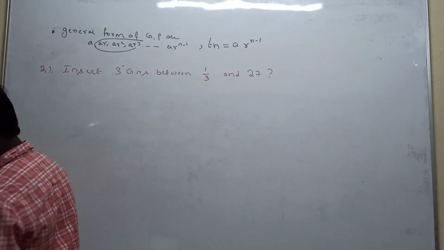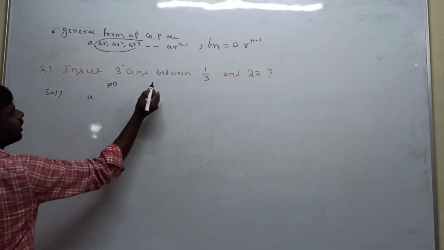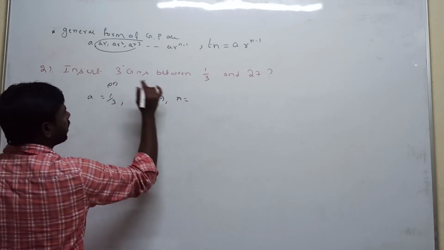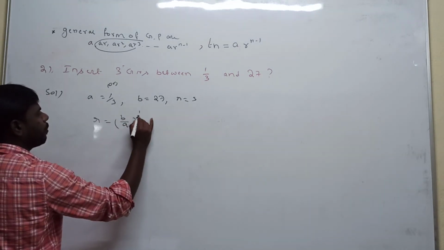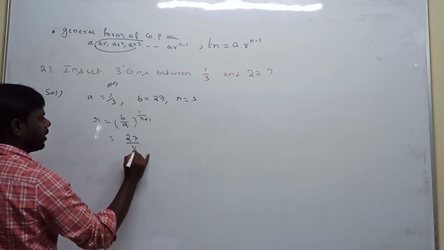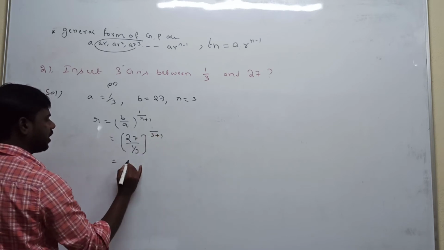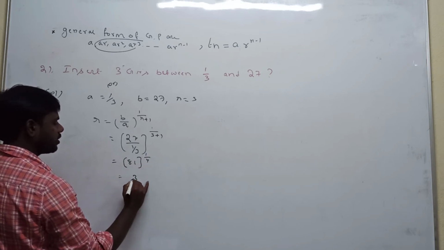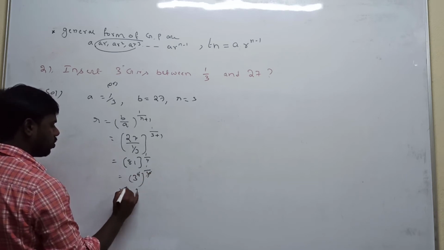Suppose another method, what is the condition? What is the a value? Another solution for r: a is equal to 1/3, b is equal to 27, n is equal to 3. So now r is equal to (b/a) whole to the power of 1 by n plus 1. The b value is 27, the a value is 1/3, whole to the power of 1 by n plus 1, where n is 3. Taking the 3 to the numerator, 27 into 3 is 81, to the power of 1/4. So 81 can be written as 3 to the power of 4, whole to the power of 1/4. The 4 gets cancelled, giving 3. So r is equal to 3.